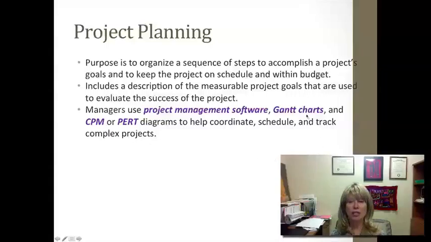So there's a Gantt chart, and there's the critical path, and then the PERT. And I'm not going to go through these, they're in your book, but they're very important, and there's a question on the quiz about this.